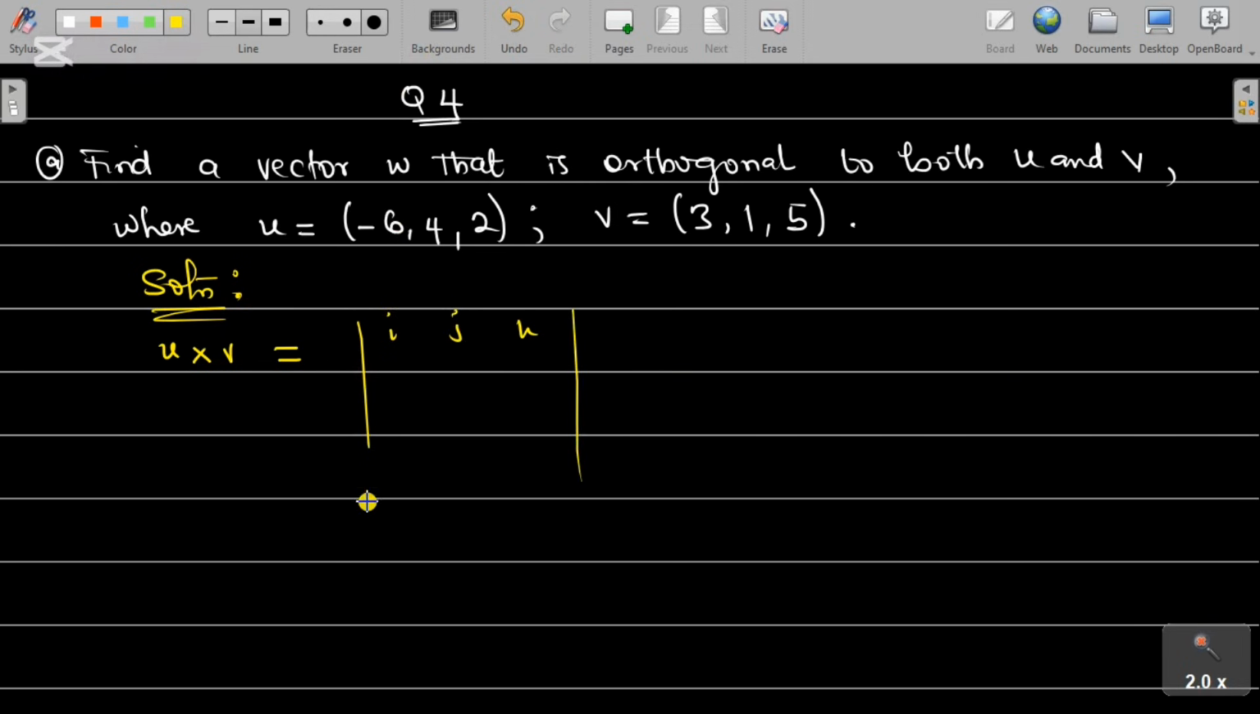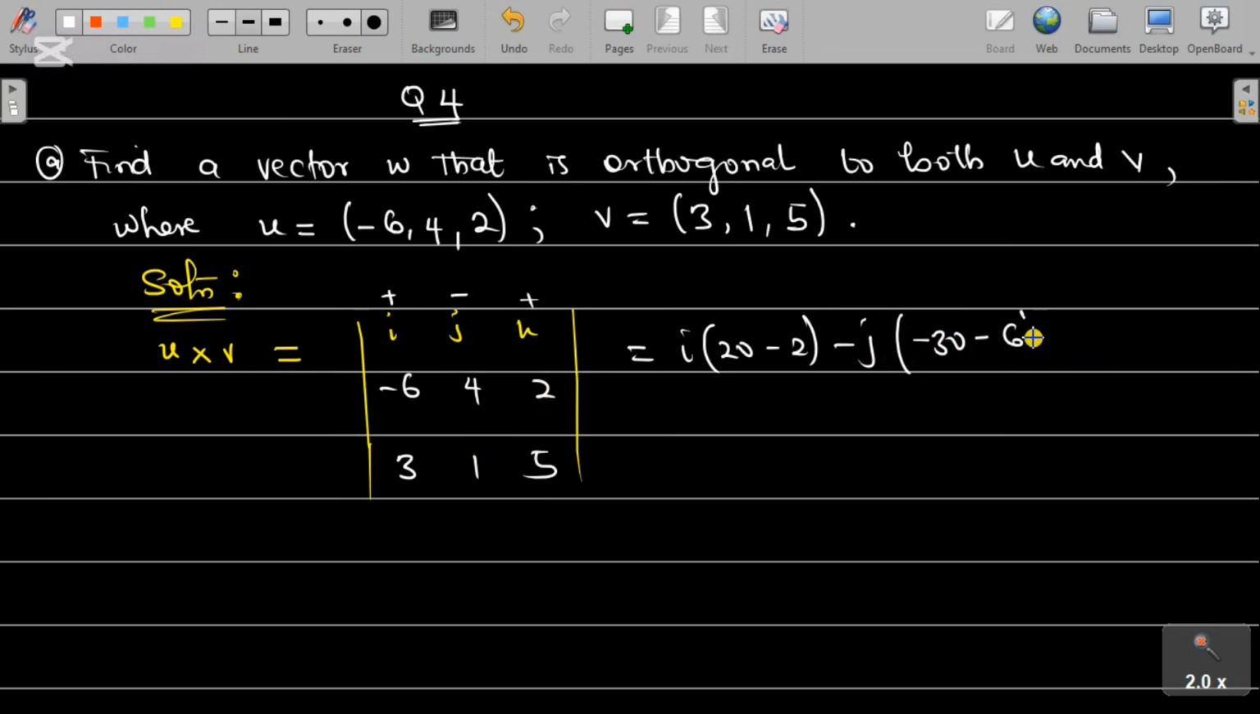So let's look at it. We bring in our u, which is -6, 4, 2, and our v, which is 3, 1, 5. That's going to give us i times 4 times 5 is 20, minus 2. Then minus j. Of course, you know you are going to alternate signs here: plus, minus, plus. So minus j times -6 times 5, which is -30, minus 2 times 3, which is 6. And then finally plus k, and for k you have -6 times 1, which is -6, minus 3 times 4, which is 12.